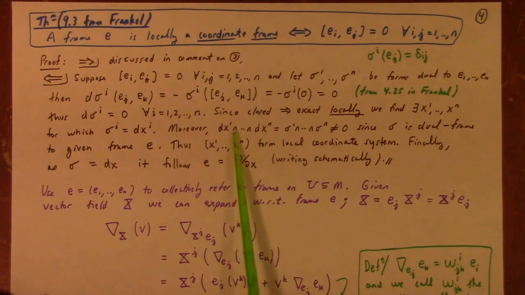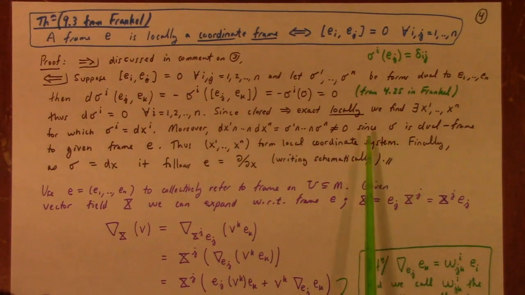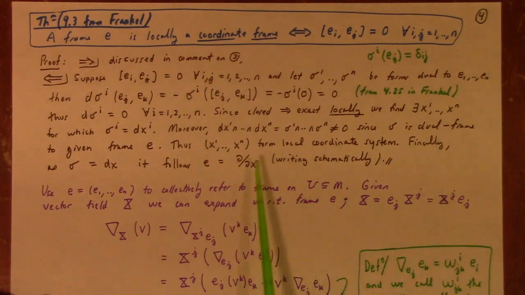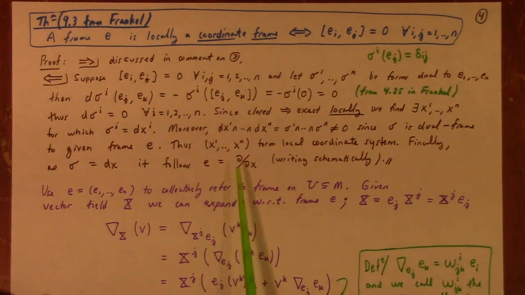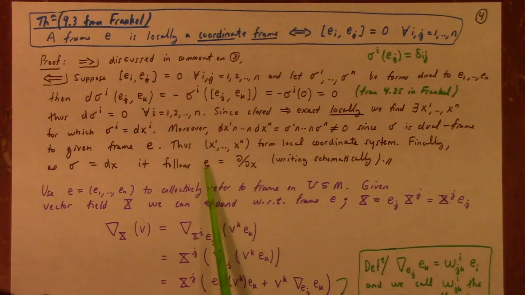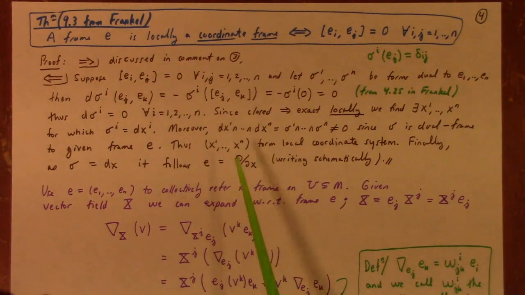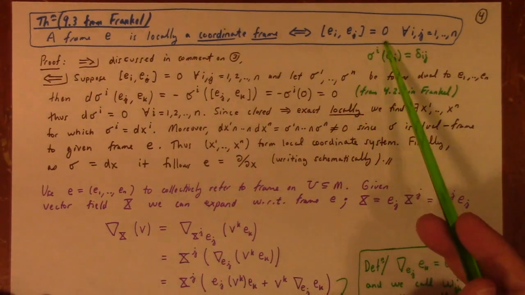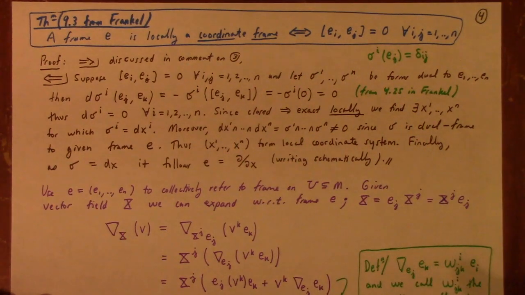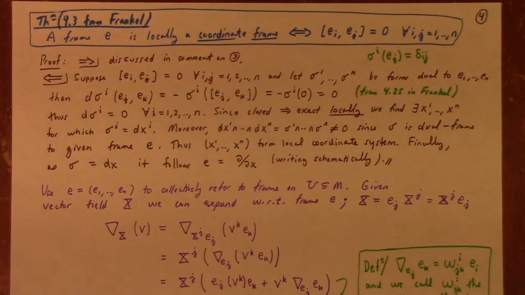So then the coordinates are independent, and voila, that means that the frame is EI equals partial xi for each I, and there you have it. If the brackets are 0, it implies it's a coordinate frame. So it's pretty cool.